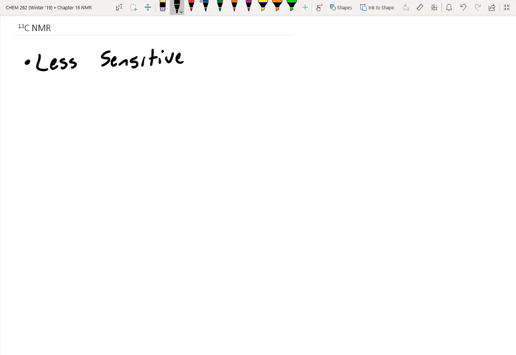What's the most abundant form of carbon? Carbon-12. We can't look at carbon-12. Why is that? It has an even mass number. We can look at carbon-13 because it has an odd mass number, but what's the problem with carbon-13? It's not abundant. It's only 1.1% abundant in nature.